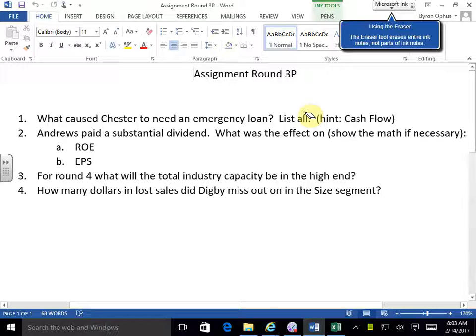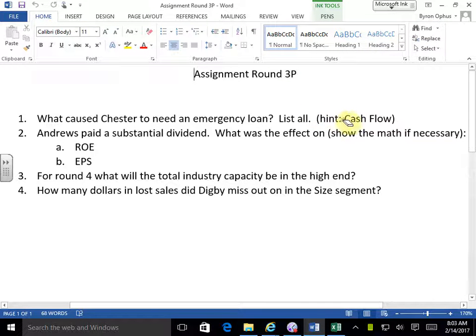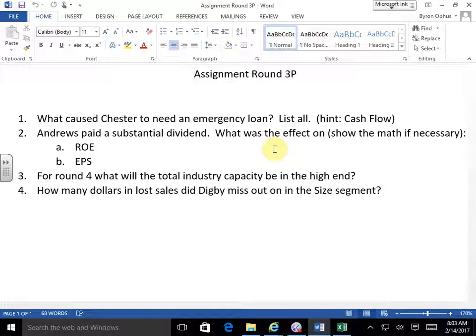Sometimes I figure these out ahead of time just to be ready, but today I wanted to take my time and go through it with you guys. Make sure you see the things that I look at and hopefully why they're important. So anyhow, what caused Chester to need an emergency loan? Well, an emergency loan is because you don't have cash, right?